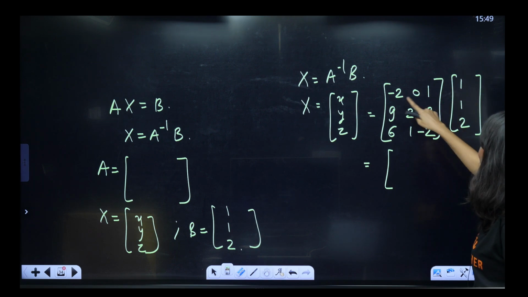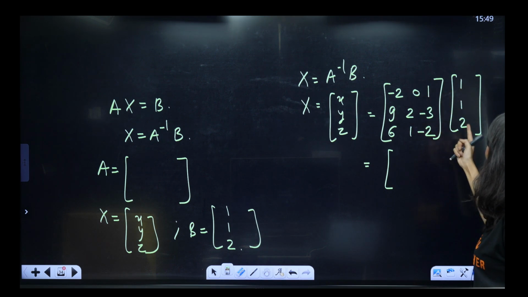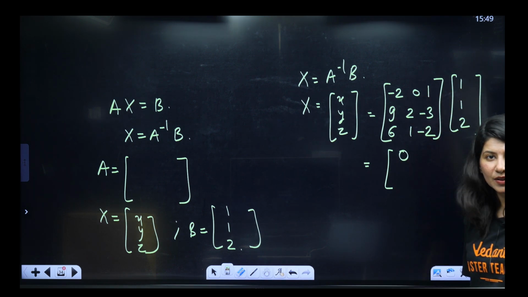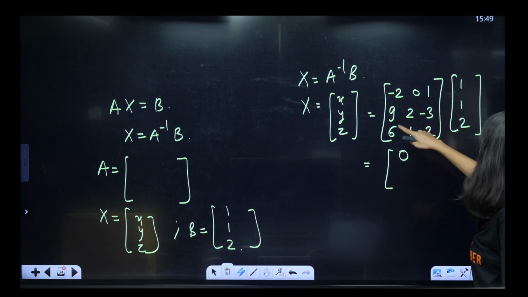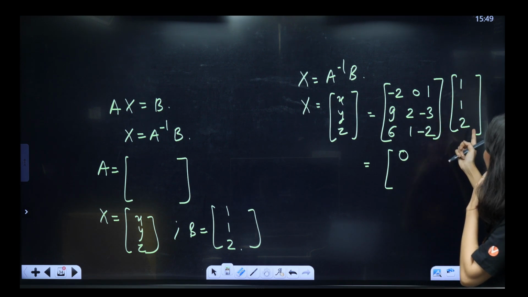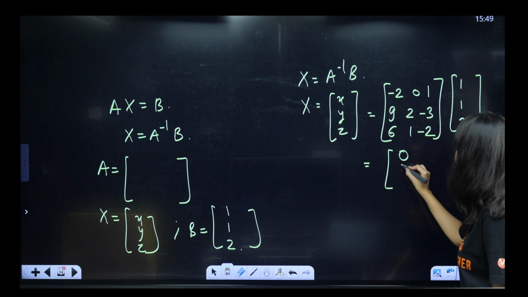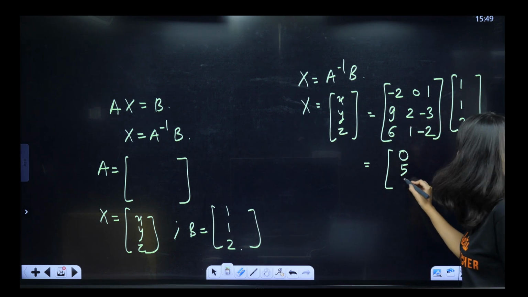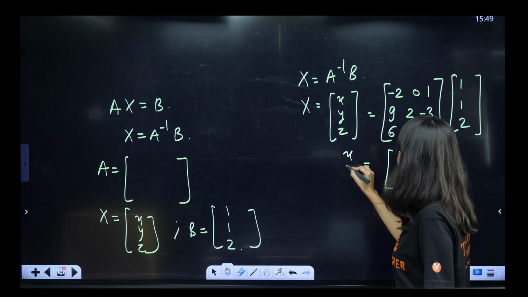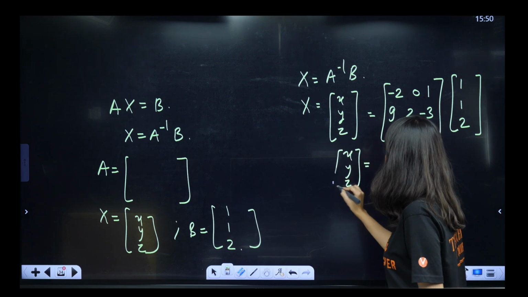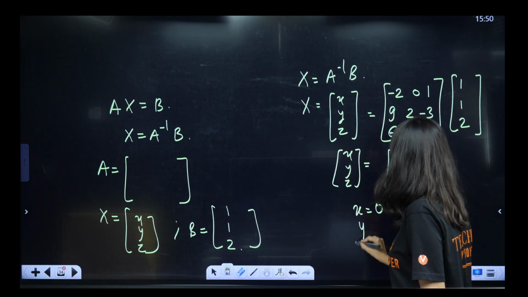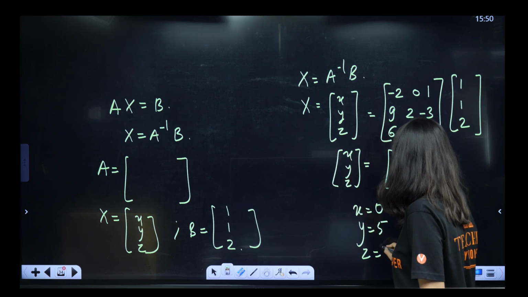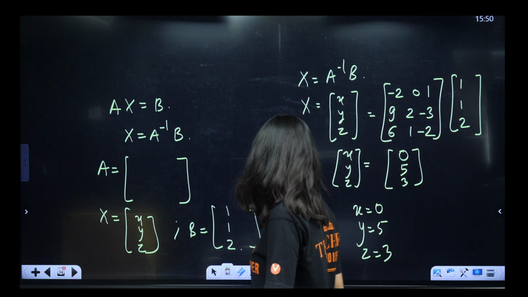Row 1, column 1: minus 1, 0 and 2. Okay, you are getting 0. Then row 2, column 1: 9 plus 2, 11, 11 minus 6 is 5. This and this: 6 plus 1, 7, minus 4, 3. This is your X, Y, Z. X equals 0, Y equals 5, Z equals 3 is your final answer.